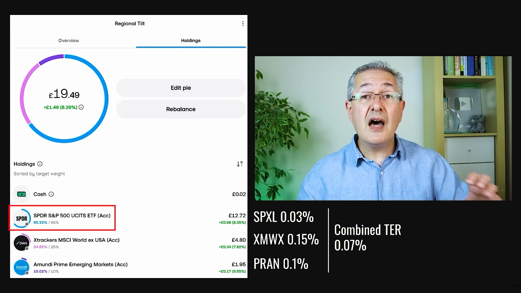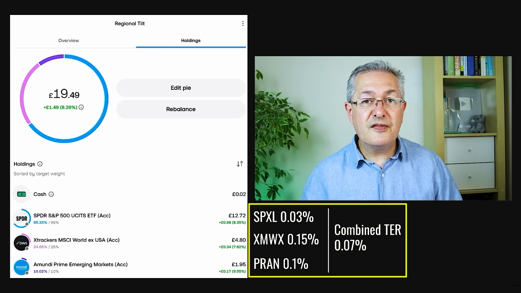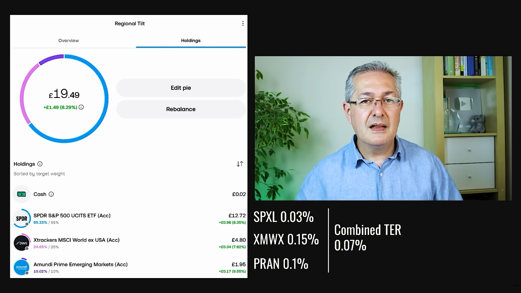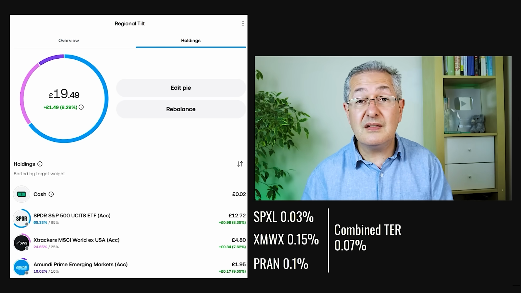Now, I've created a pie on Trading 212 to do that 3-fund decomposition of a global index. So this is the untilted version. You can see that because the US weight is 65%. Now, the overall fees for that pie are very cheap because if you look at the weighted expense ratio, it's only about 0.07%, largely because of the very cheap US tracker, which I've included here. Now, there are variations of this. You can use other funds for the other components.